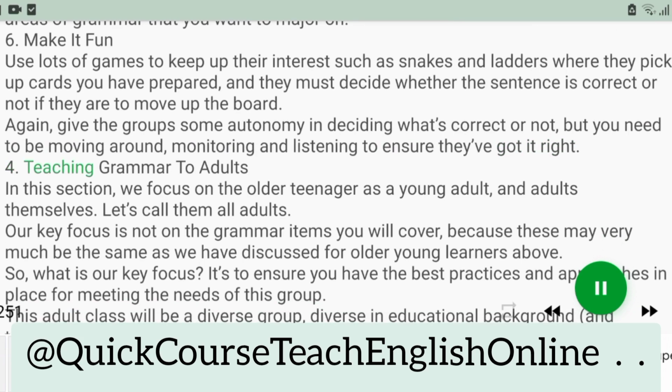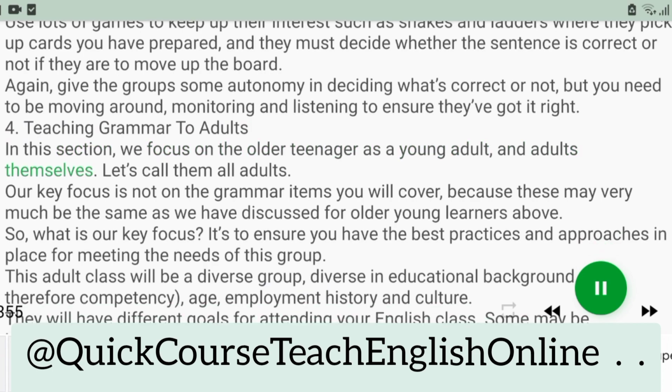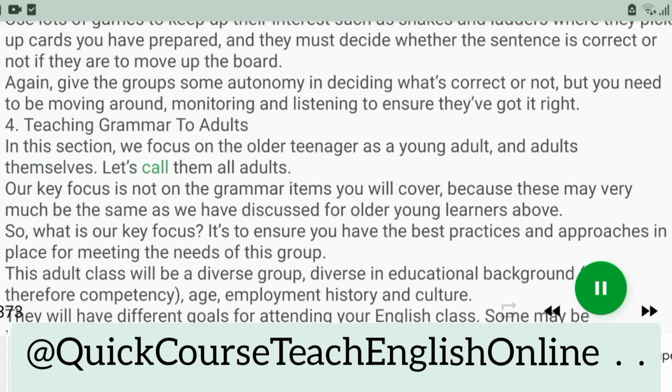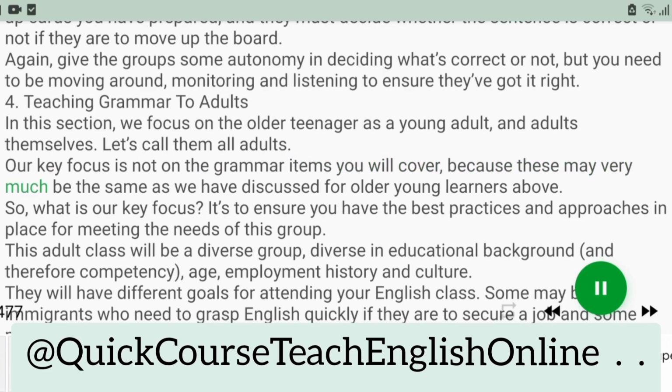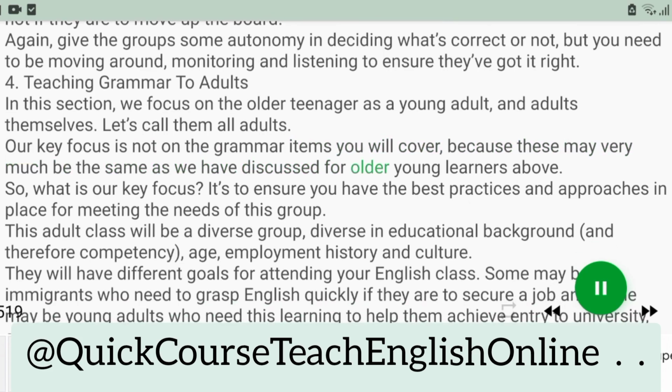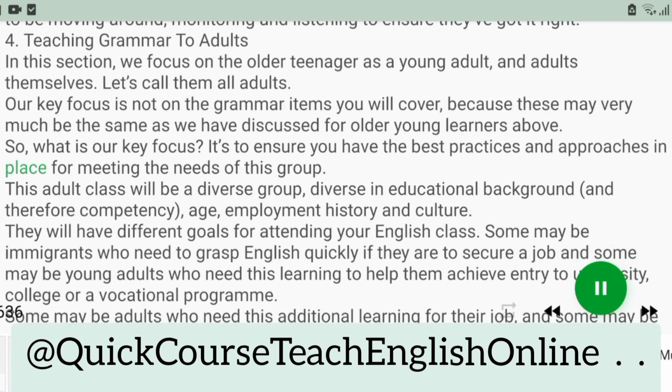4. Teaching grammar to adults. In this section, we focus on the older teenager as a young adult, and adults themselves. Let's call them all adults. Our key focus is not on the grammar items you will cover, because these may very much be the same as we have discussed for older young learners above. So, what is our key focus? It's to ensure you have the best practices and approaches in place for meeting the needs of this group.